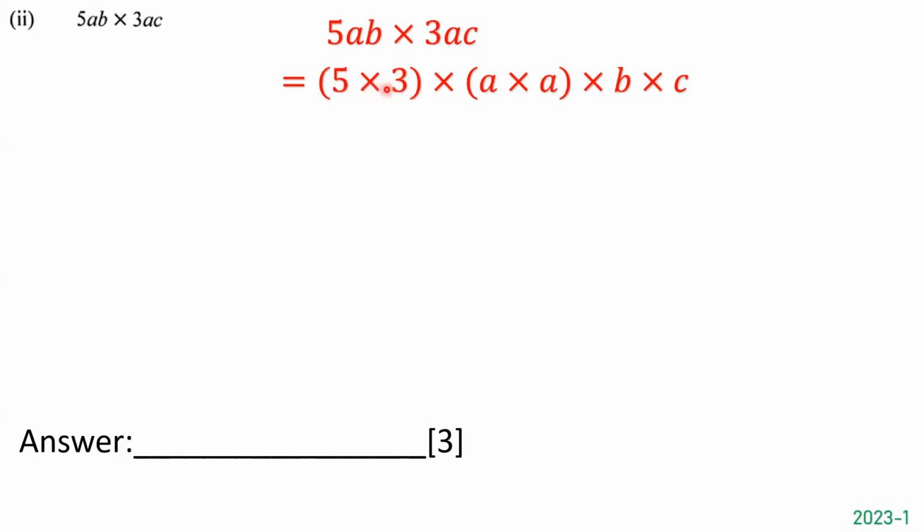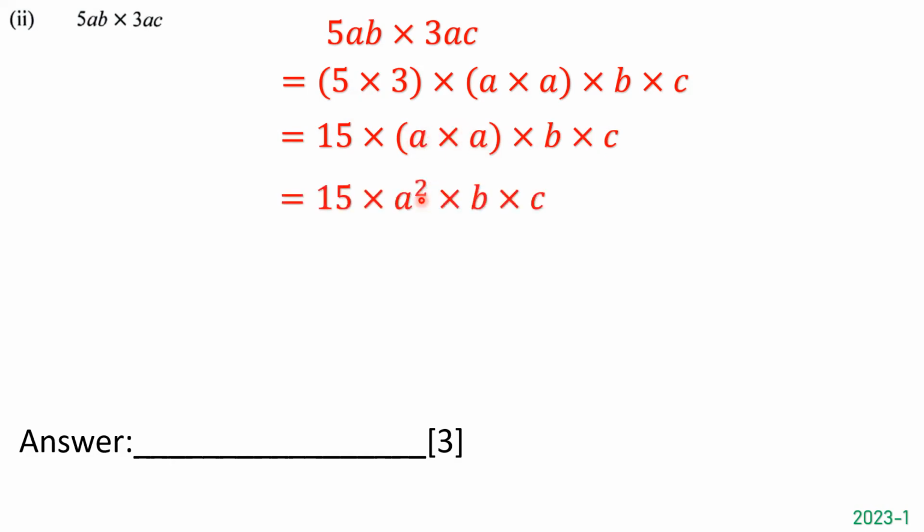What is 5 times 3? Well, 5 times 3 is definitely 15. And so we bring down everything else. And what is A times A? Well, A times A is definitely A squared. So we bring down everything else. So now we have 15 multiplied by A squared, multiplied by B, multiplied by C. And so that is just 15A squared BC. So we removed all of the multiplication signs because when we have them close like that, that means multiplication. We cannot simplify this any further. And so our answer here is 15A squared BC.